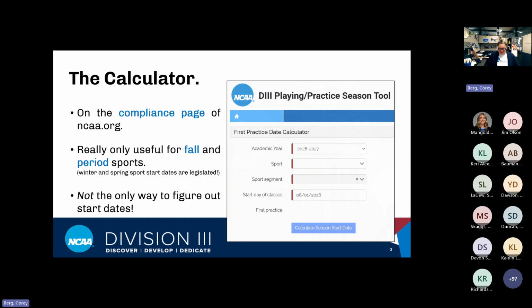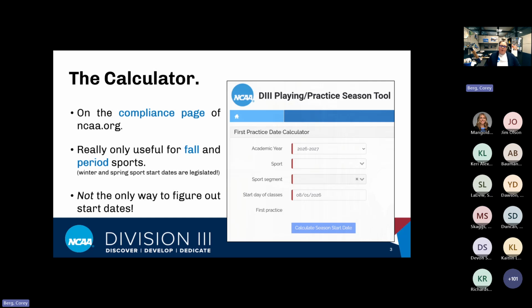And the great question is, well, why is it needed for winter and spring sports? Those sports have practice start dates and competition start dates that are actually legislated in the bylaws. So all you need to go to is the appropriate bylaw for winter and spring sports. You don't actually need to do any of the counting that we're going to be talking about here on the next couple slides.